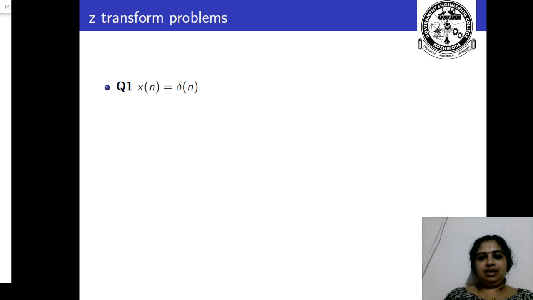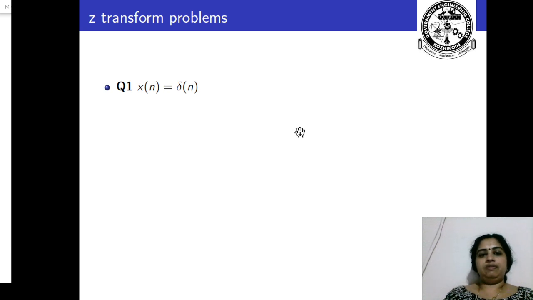So welcome back. We'll continue with the Z transform. We'll start with some problems on how to find the Z transform of some commonly used signals. Okay. First signal, x of n equal to del of n.